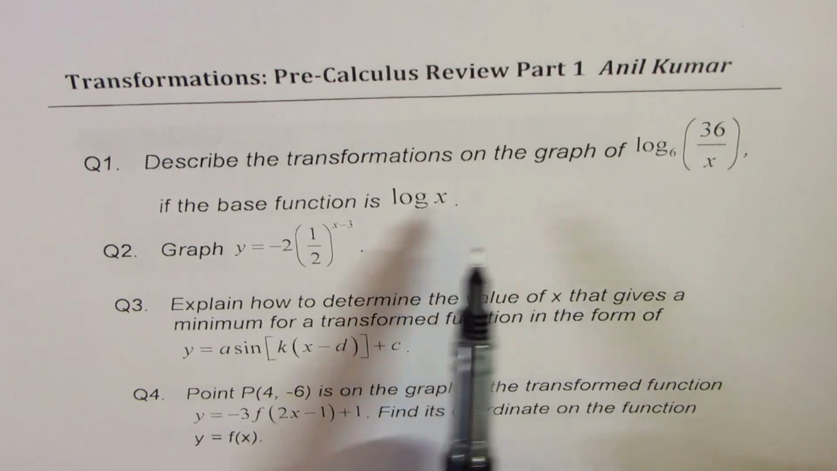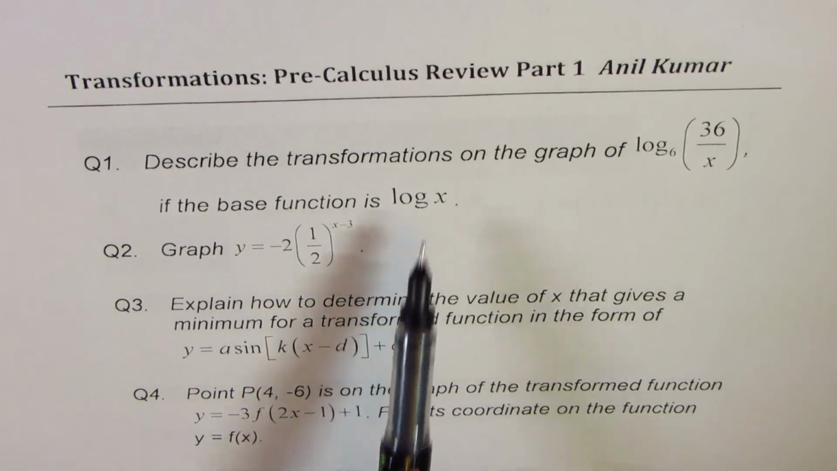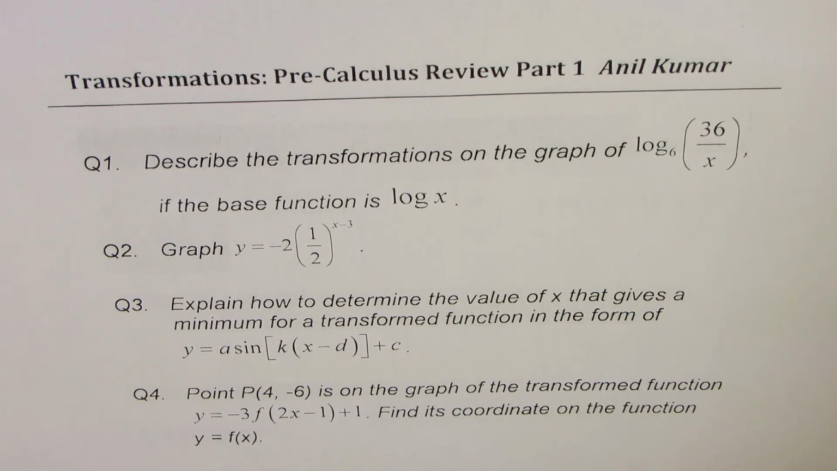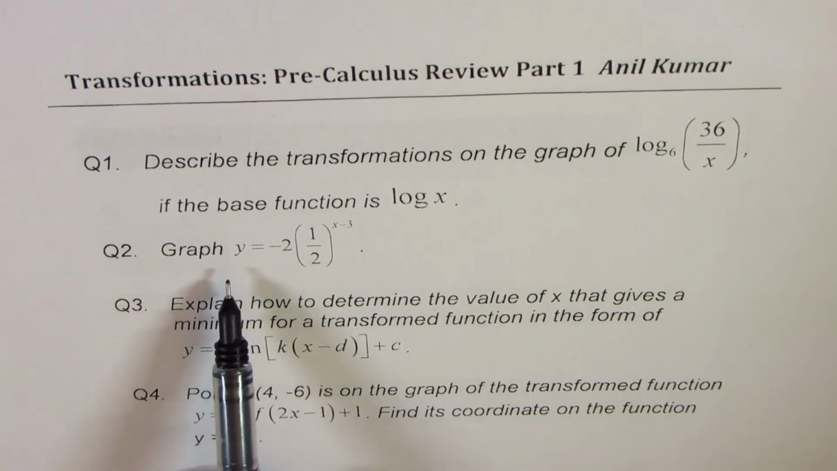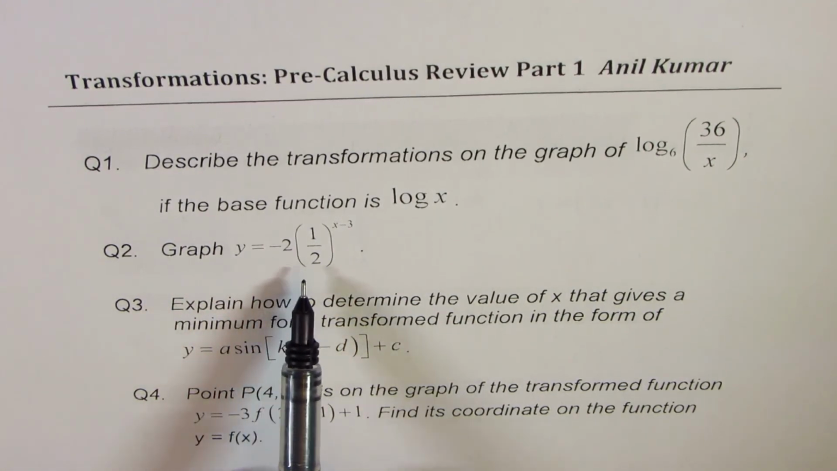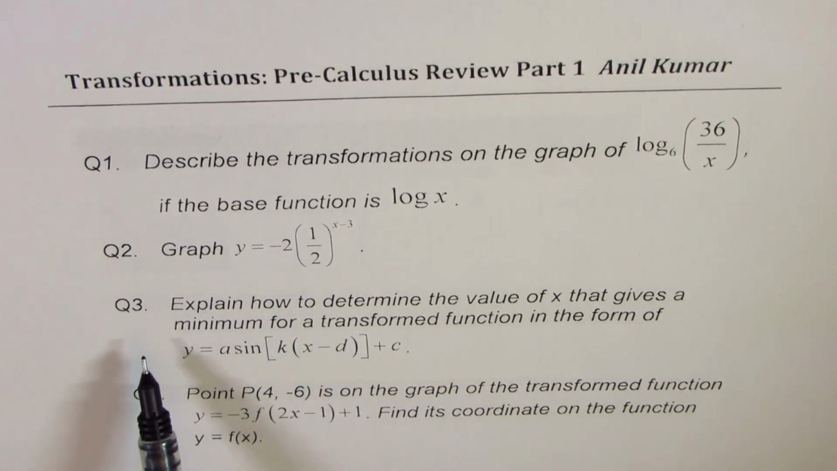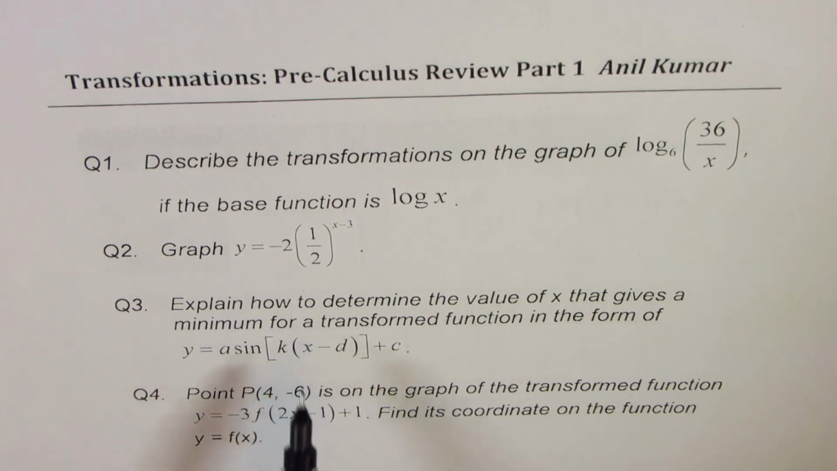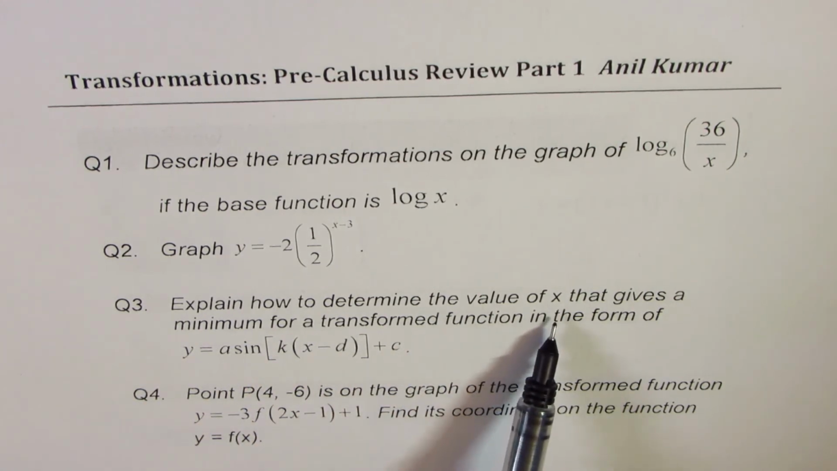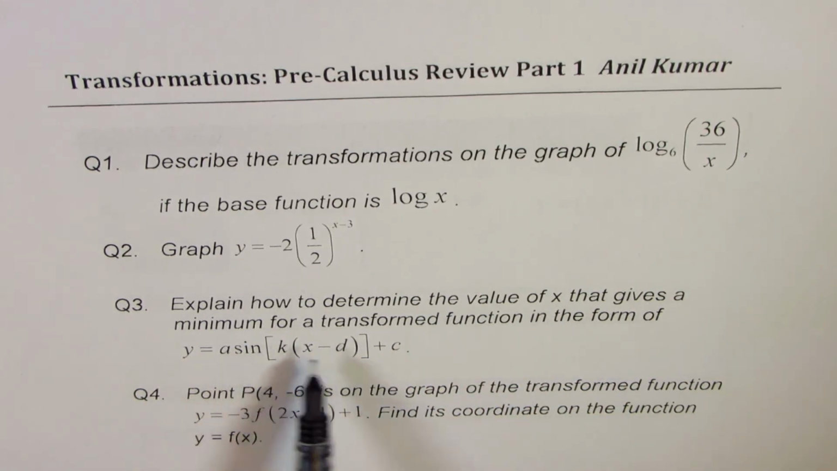Do you see that? The bases are different. So it's a very important question. Try to write the transformations. You need to graph y equals minus 2 times half to the power of x minus 3. Question 3 is, explain how to determine the value of x that gives a minimum for a transformed function in the form y equals a sine k times (x minus d) plus c.